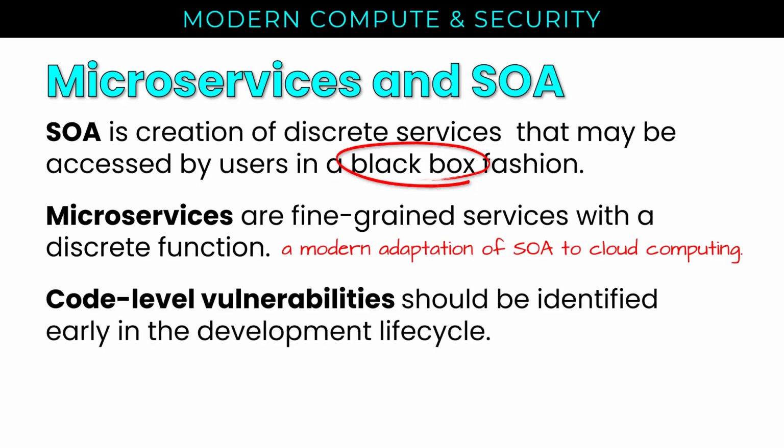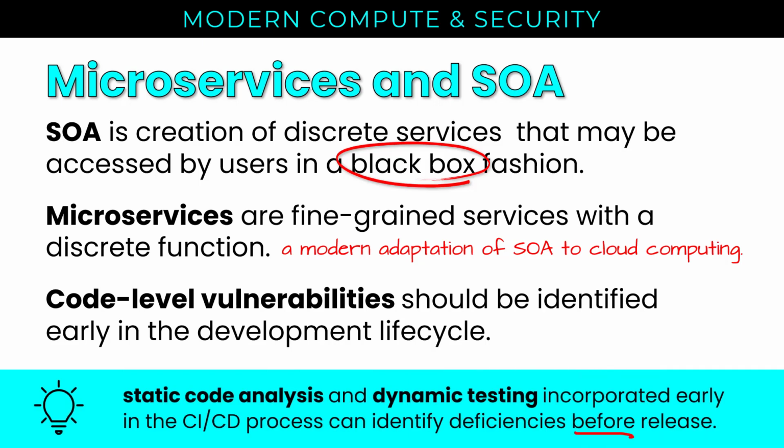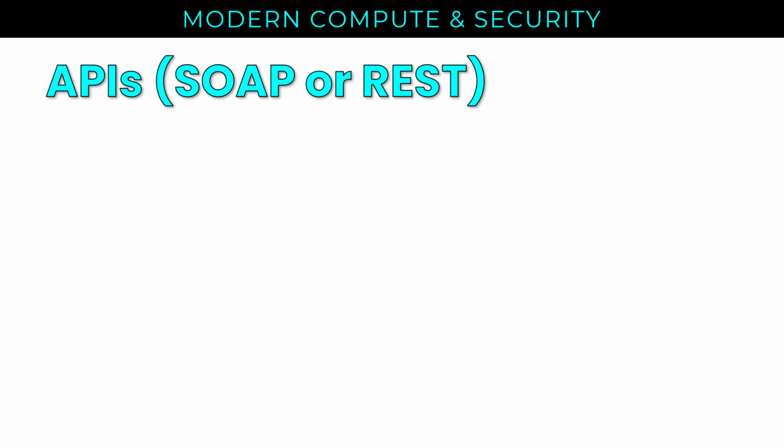In this scenario, code-level vulnerabilities should be identified early in the development lifecycle. Really what we see commonly is static code analysis and dynamic testing are incorporated early in the CI/CD process to identify deficiencies before they're released to production. We're going to touch on what exactly CI/CD is in just a moment, so stick with me.